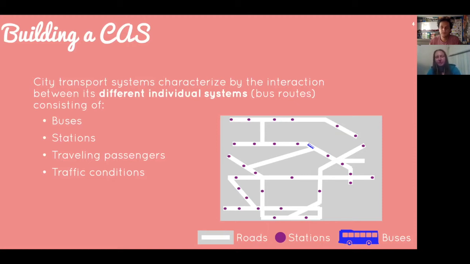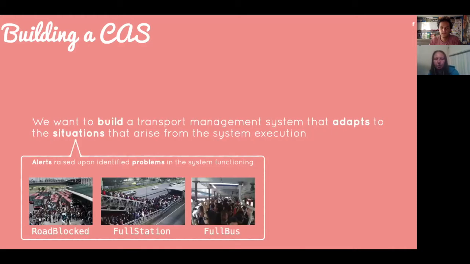So on top of these interactions between individual parts, all of these things interact with the environment. All of the routes are influenced by the traffic conditions and the states of the roads. So a lot of potential for interaction both between subsystems within a CAS and with the environment. Our objective with TransCity is to build an adaptable system to manage all the situations that arise during execution that might require transport managers' intervention.